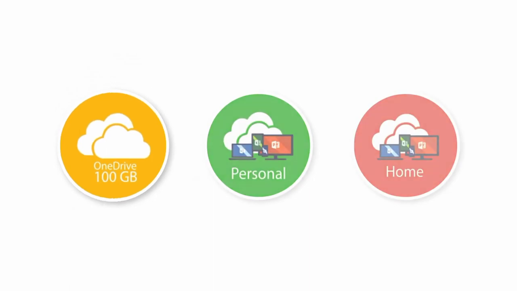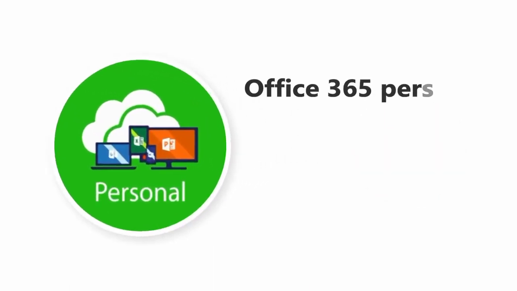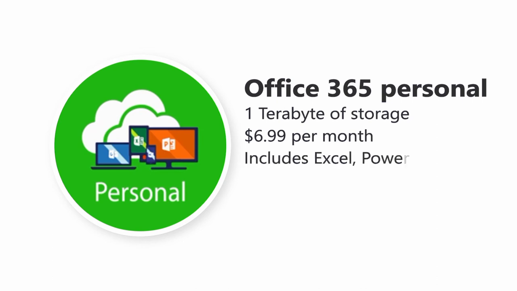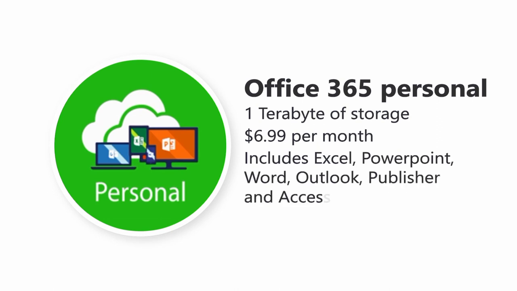So you might be better off with the Office 365 Personal Plan. This one includes 1 TB of storage at $6.99 per month. The more you pay, the more you get. It includes Microsoft Excel, PowerPoint, Word, Outlook, Publisher, and Access.